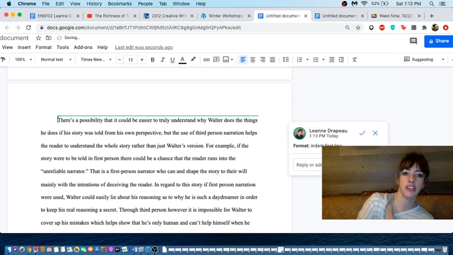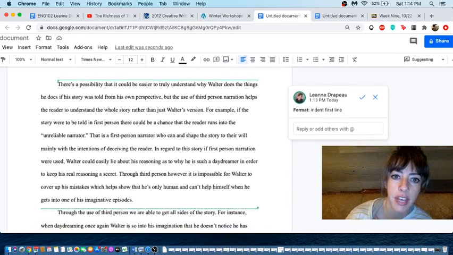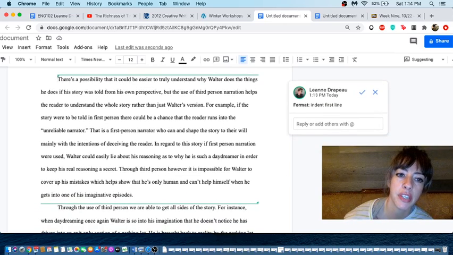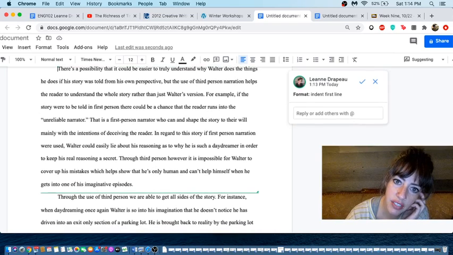"There's a possibility that it could be easier to understand why Walter does these things he does in the story if the story was told from his perspective. But the use of the third-person narration helps the reader to understand the whole story rather than just Walter's version." Excellent. "For example, if the story were to be told in the first person, there would be a chance that the reader runs into the unreliable narrator."